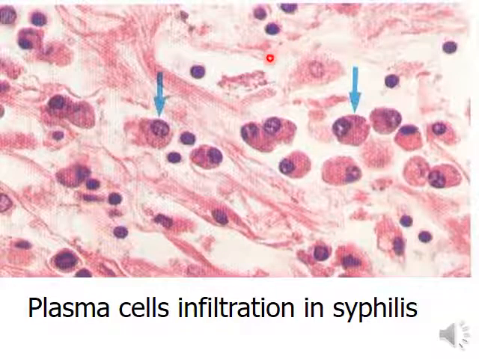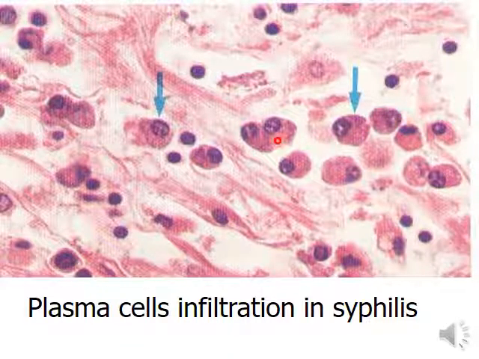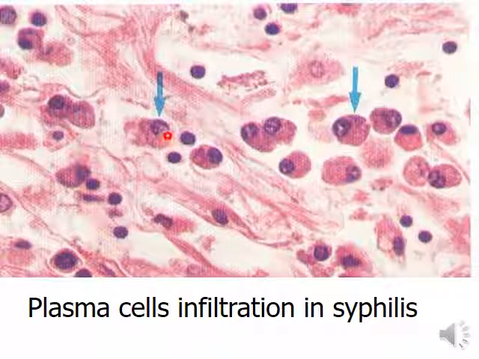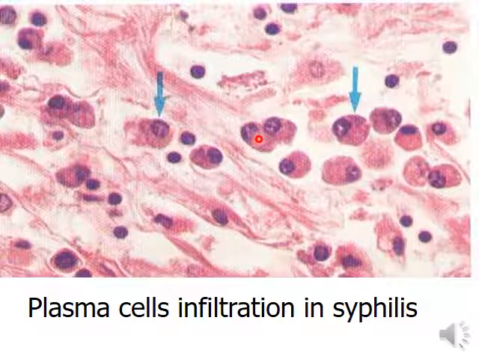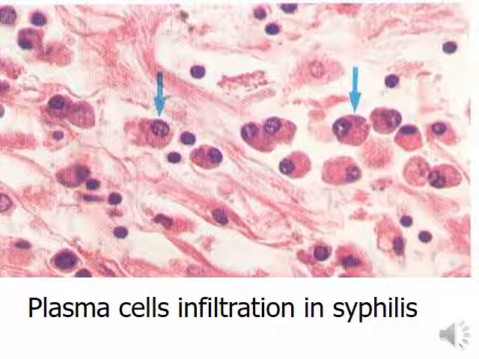This is a lesion of syphilis characterized by infiltration of many plasma cells, with eccentric nuclei with cartwheel appearance of the chromatin, and abundant eosinophilic cytoplasm surrounded by a perinuclear pale area of Golgi apparatus.